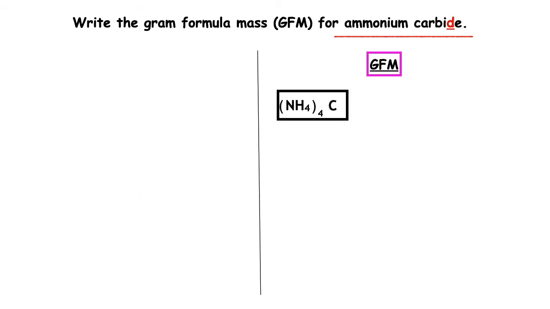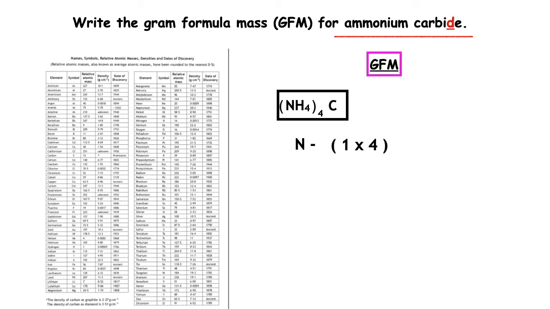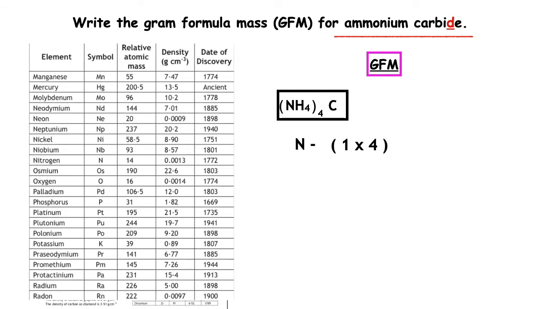To work out the GFM, we have to take down each of the elements. We start off with nitrogen. The symbol is N. How many do we have inside the bracket? We have 1 multiplied by the number outside the bracket, which is 4, multiplied by the relative atomic mass, which is 14. 1 times 4 is 4. 4 times 14 equals 56.